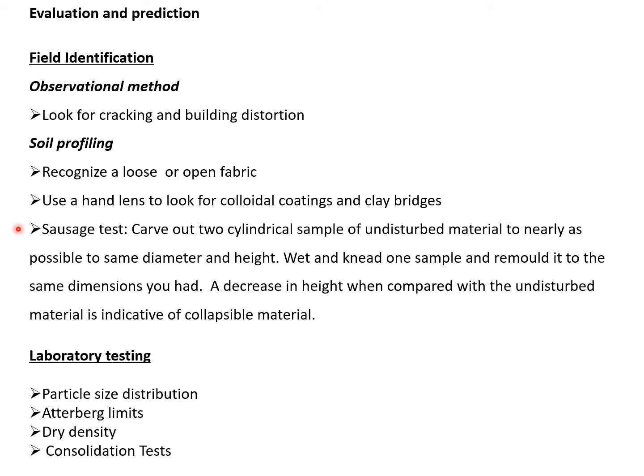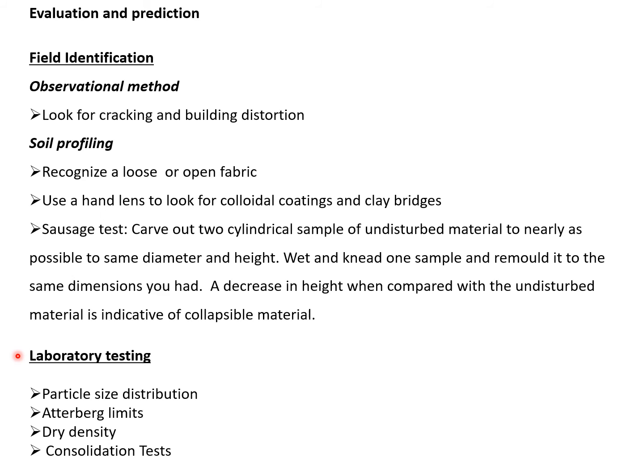Sausage test. This is an interesting test. Carve out two cylindrical samples of undisturbed material, as nearly as possible to the same diameter and height. Wet and knead one sample and remold it to the same dimensions you had. A decrease in height when compared with the undisturbed material is indicative of collapsible material.